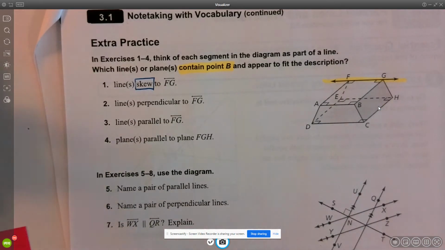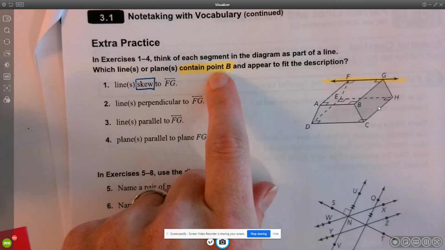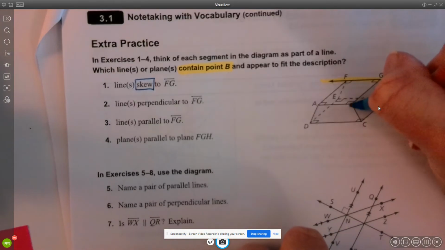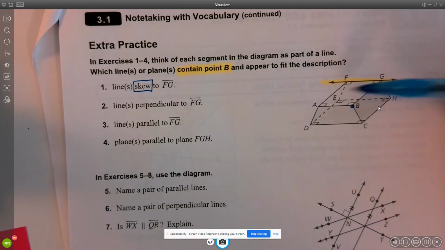So remember, lines that are skew to line FG, they're all the lines that are not parallel to, so they're not pointing in the same direction. So they're pointing in different directions, but they will never intersect FG. They're on a completely different plane. And we also need to make sure that these lines that we name contain point B. So I'm trying to find lines that contain point B that do not intersect my yellow line here, but are also not parallel. So it's also not pointing in the same direction.